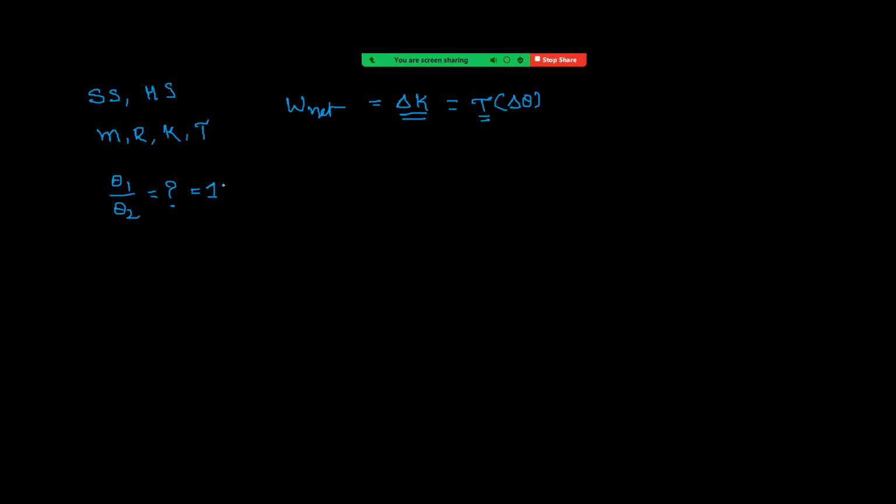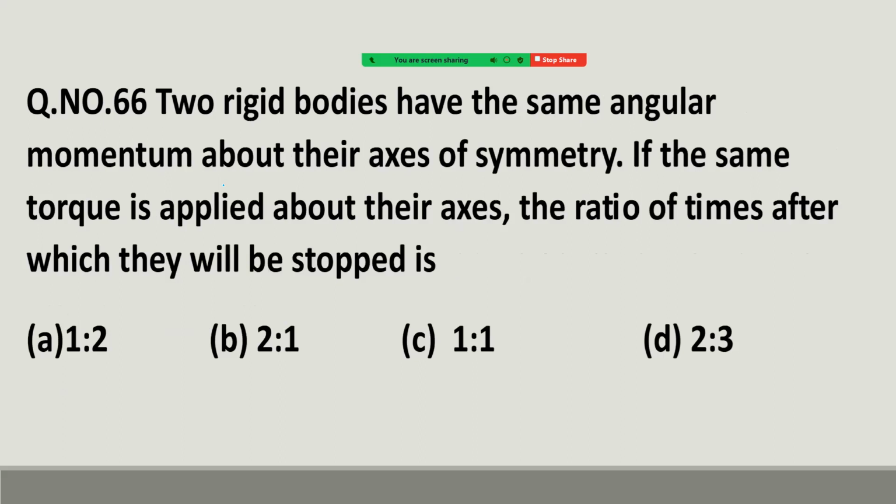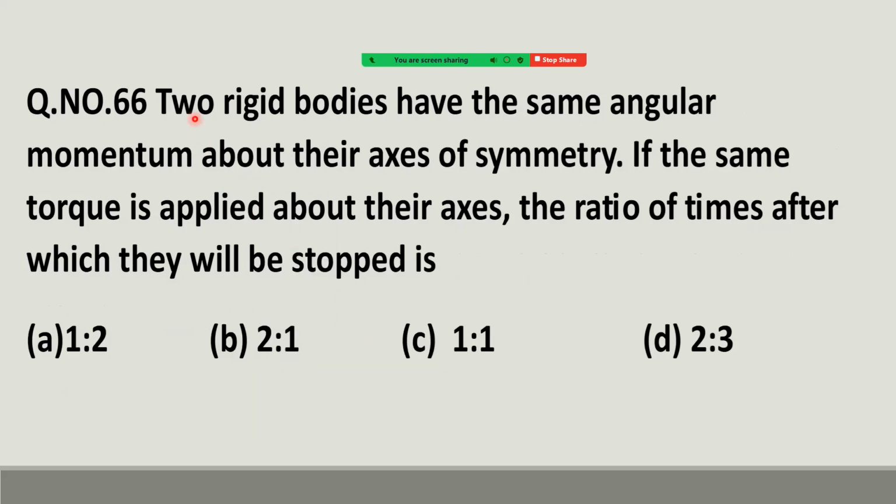Okay. Right. Let us see the next one. So the answer is 1:1. That's the next what is given. Two rigid bodies have the same angular momentum about their axis of symmetry. If the same torque is applied about their axis, the ratio of times after which they will be stopped is almost same as the previous one.